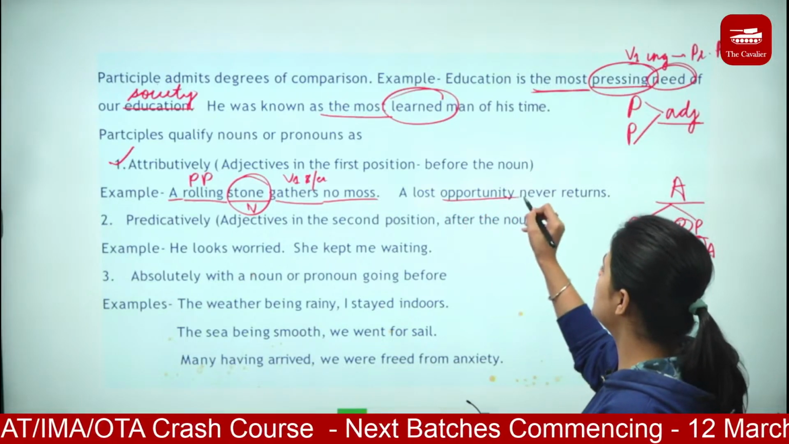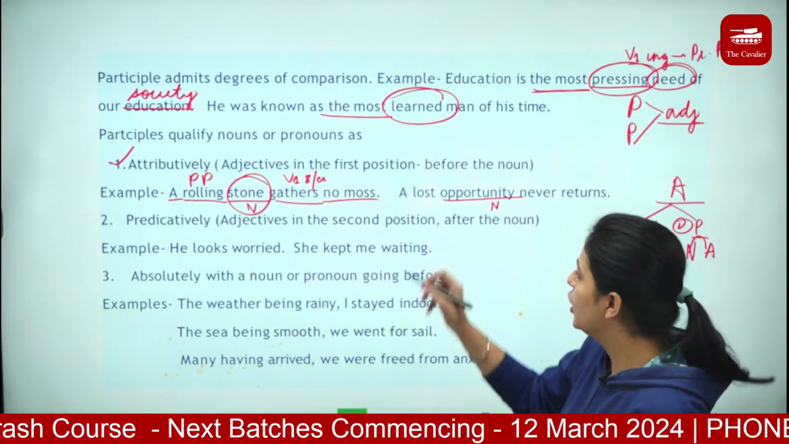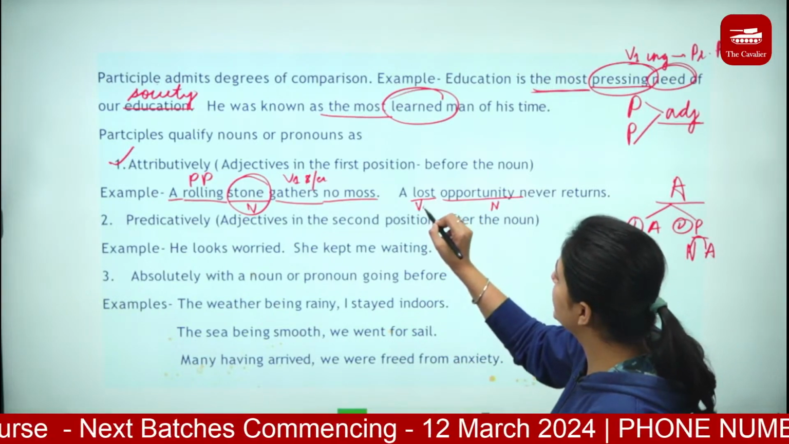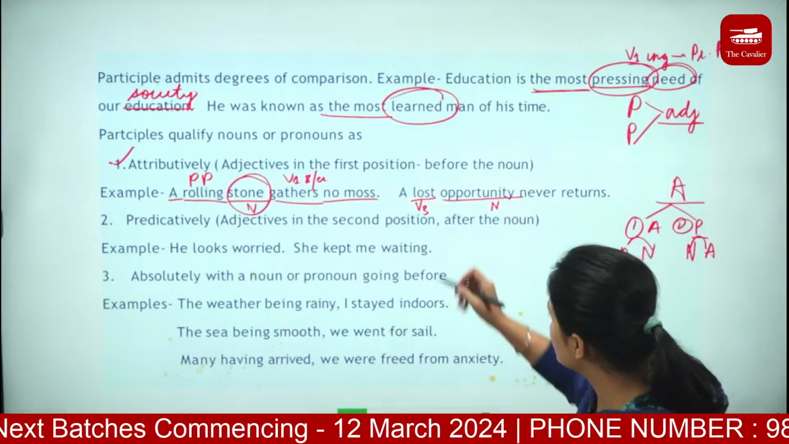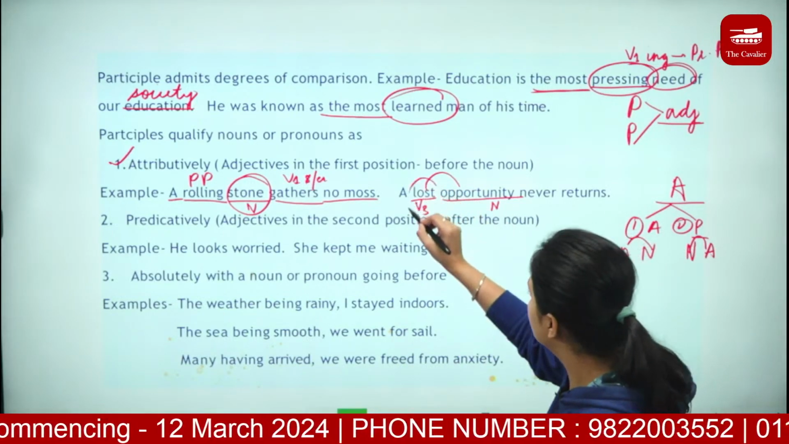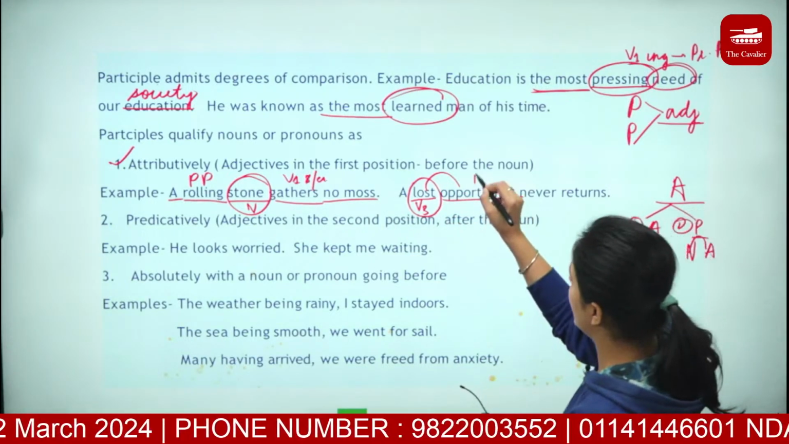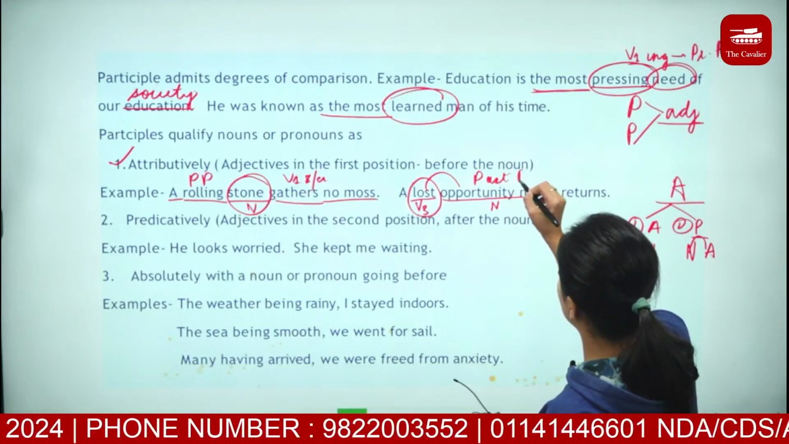Next, a lost opportunity never returns. Here opportunity is noun, a is indefinite article. और यहाँ पर lost क्या है, verb की थर्ड फॉर्म है, which is acting as an adjective to this opportunity. That is why यहाँ पर ये कैसे काम कर रहा है, it is acting as a past participle.